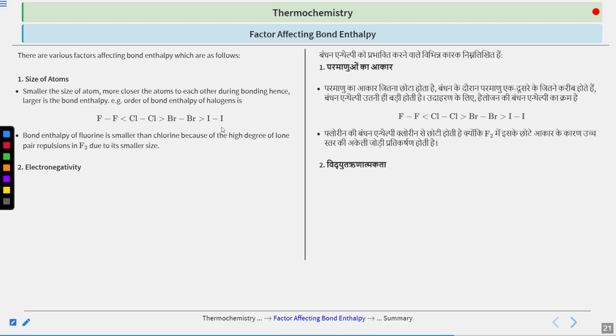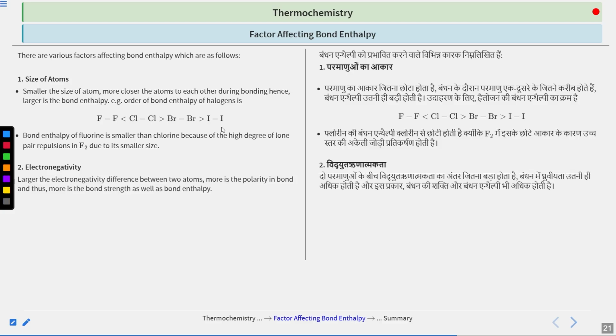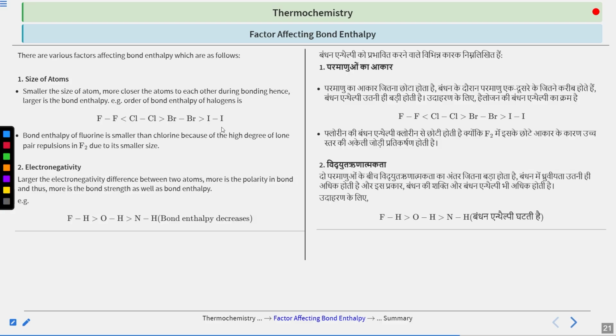Next is electronegativity. So what is electronegativity? It is the measure of the tendency to attract a shared pair of electrons. The same thing is written here. So if we are talking about the hydrogen halides, the bond enthalpy decreases because the electronegativity difference is also decreasing. Clear to you?